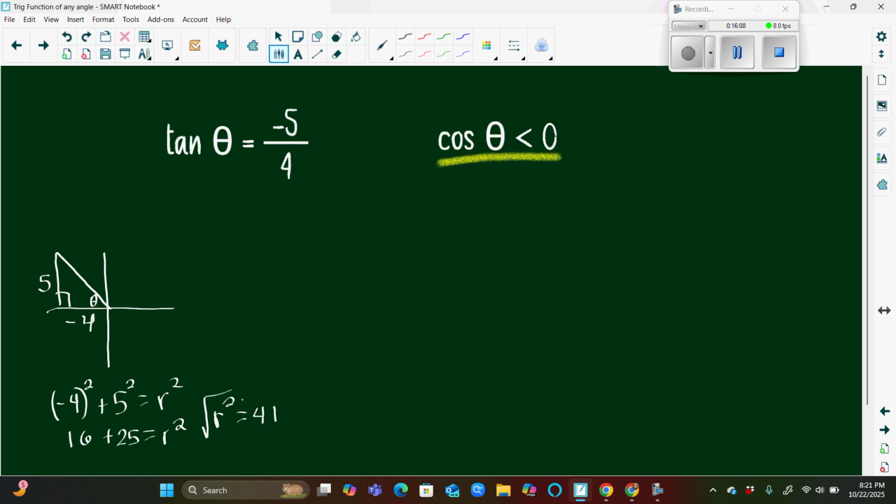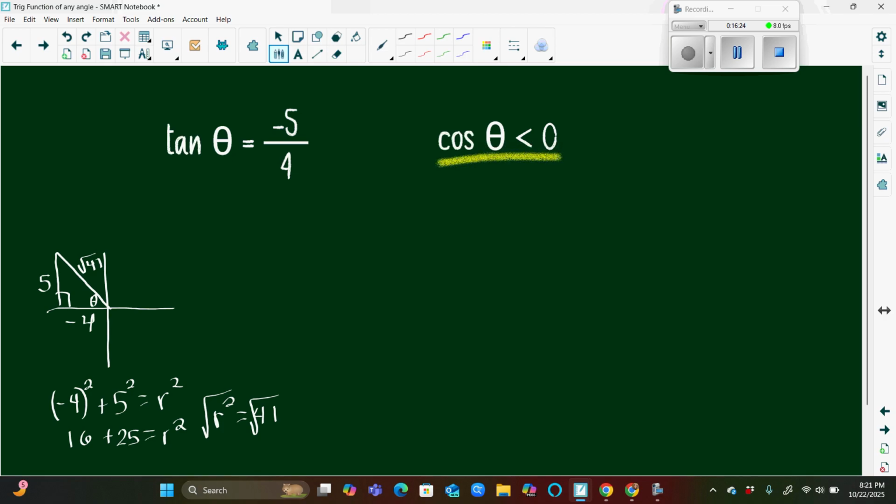And then we square root both sides. This time we don't have to put the plus or minus because the radius is always going to be positive. So over here we have square root of 41 for our radius. And 41 is prime, it's not going to simplify.